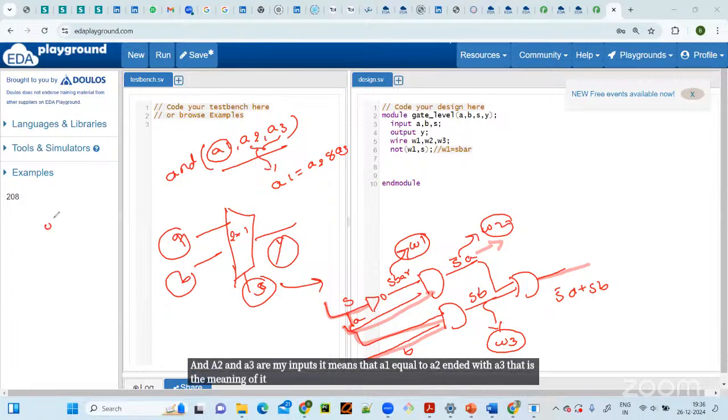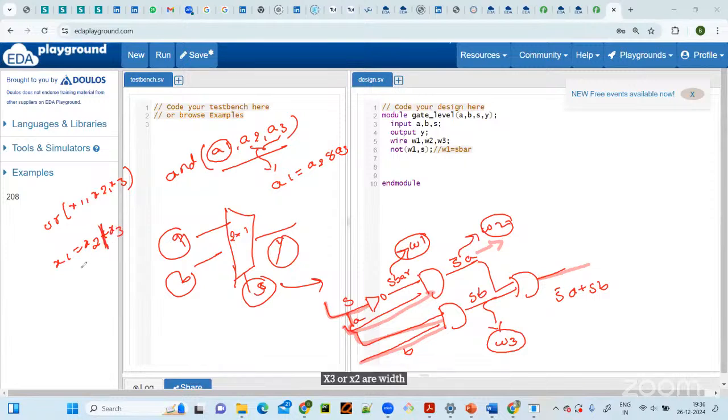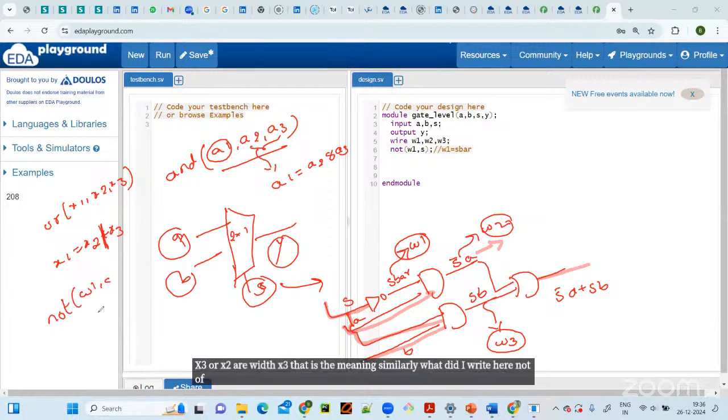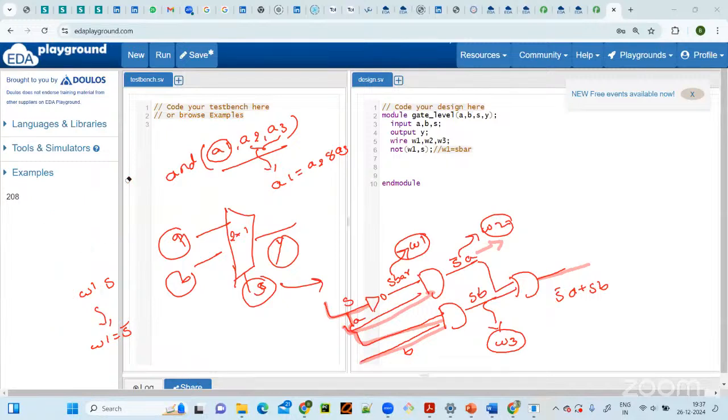Similarly, if I write R of x1, x2, x3, it means that x1 is equal to x2 plus x3, or x2 ORed with x3. That is the meaning. Similarly, what did I write here? Not of W1, S. So what does it mean? It means that W1 is equal to S bar. Okay. So far so good, right?